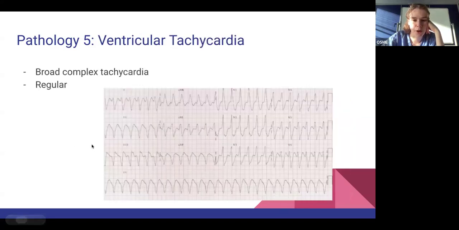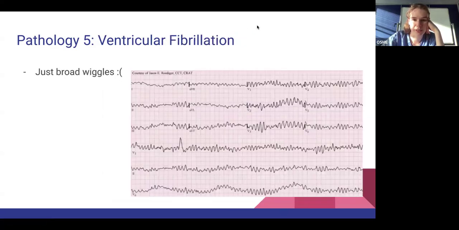Ventricular tachycardia is what Annabelle had in our earlier station. It's broad complex tachycardia and it's regular, but it looks like a nightmare. And then ventricular fibrillation, you're having a really bad day. It's just wiggles. There's not much. You can explain it using your structure, which will gain you a lot of marks because there's really not that much else to say.